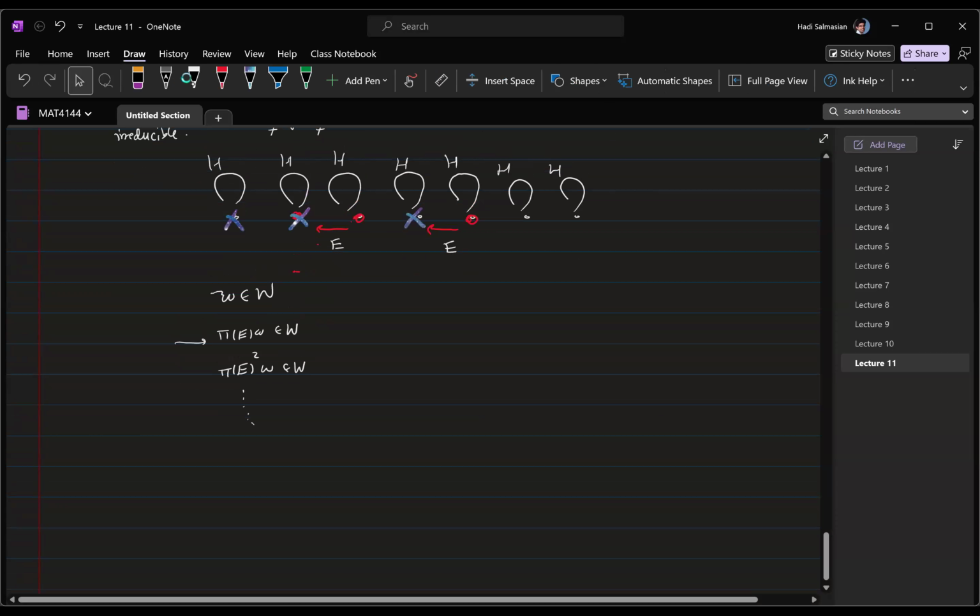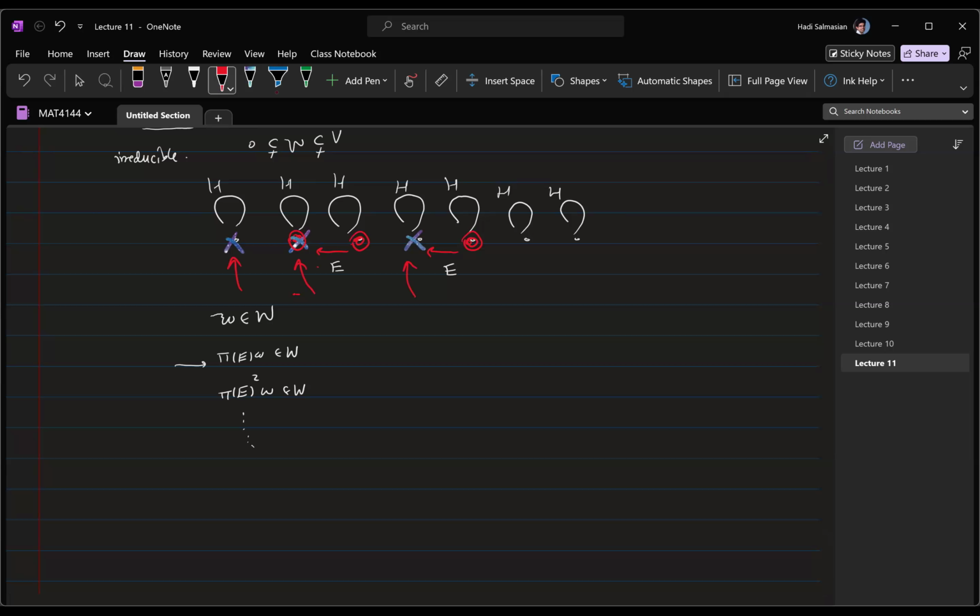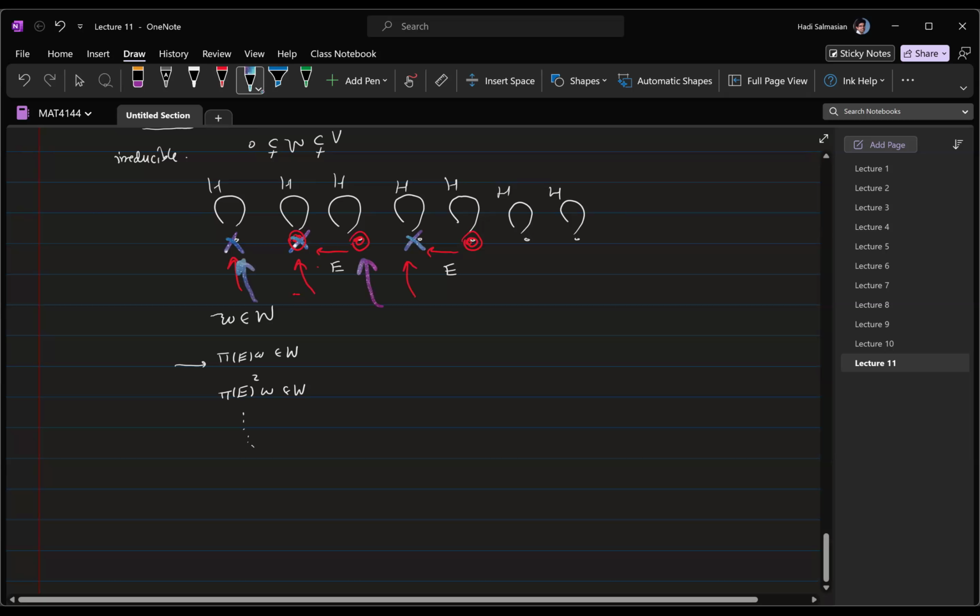So suppose that the vector w was a linear combination of this, this, and this. Now, pi E w will be a linear combination of the vectors immediately to the right of the circle points, which means this. Okay? And pi E squared w will now be a linear combination of this, and for this one, this will fall off. So this will be only two. And if I apply this pi E one more time, this last one will fall off. So eventually I will be left with only a linear combination of one of these basis vectors with a non-zero coefficient.